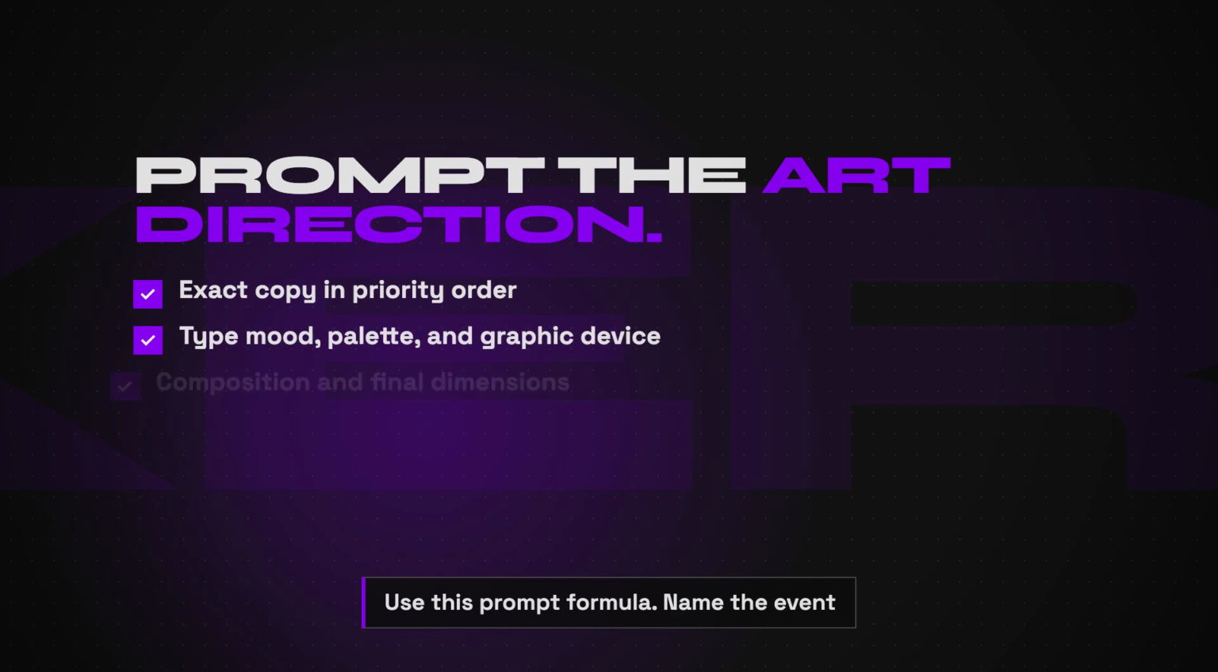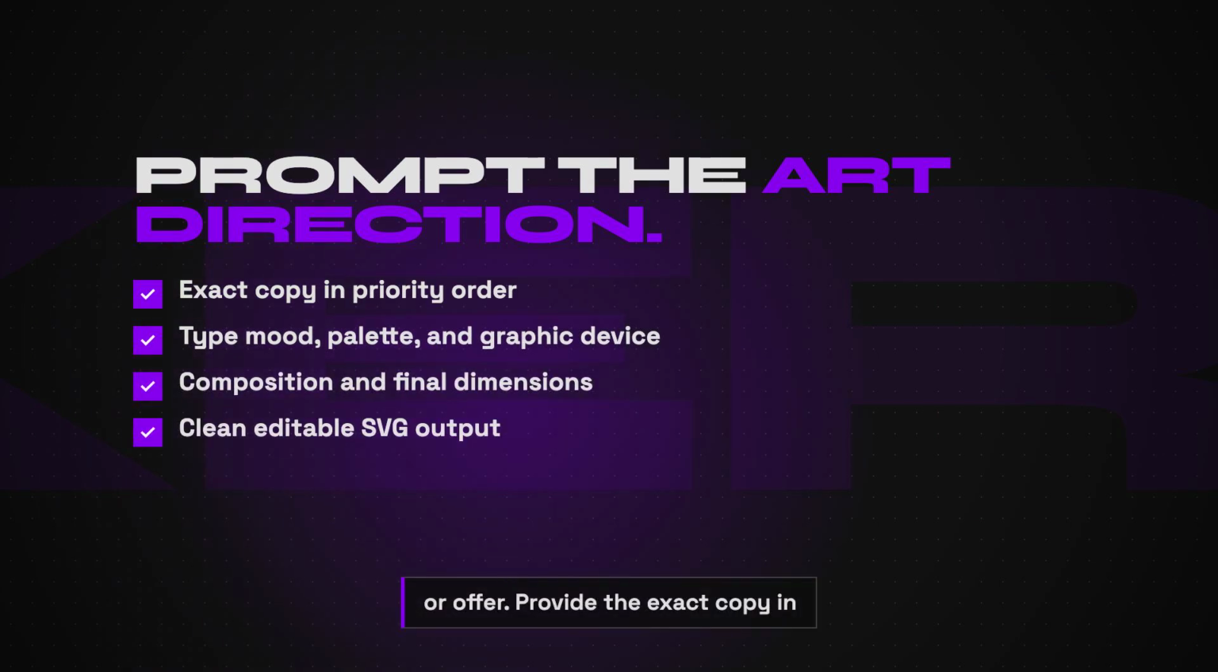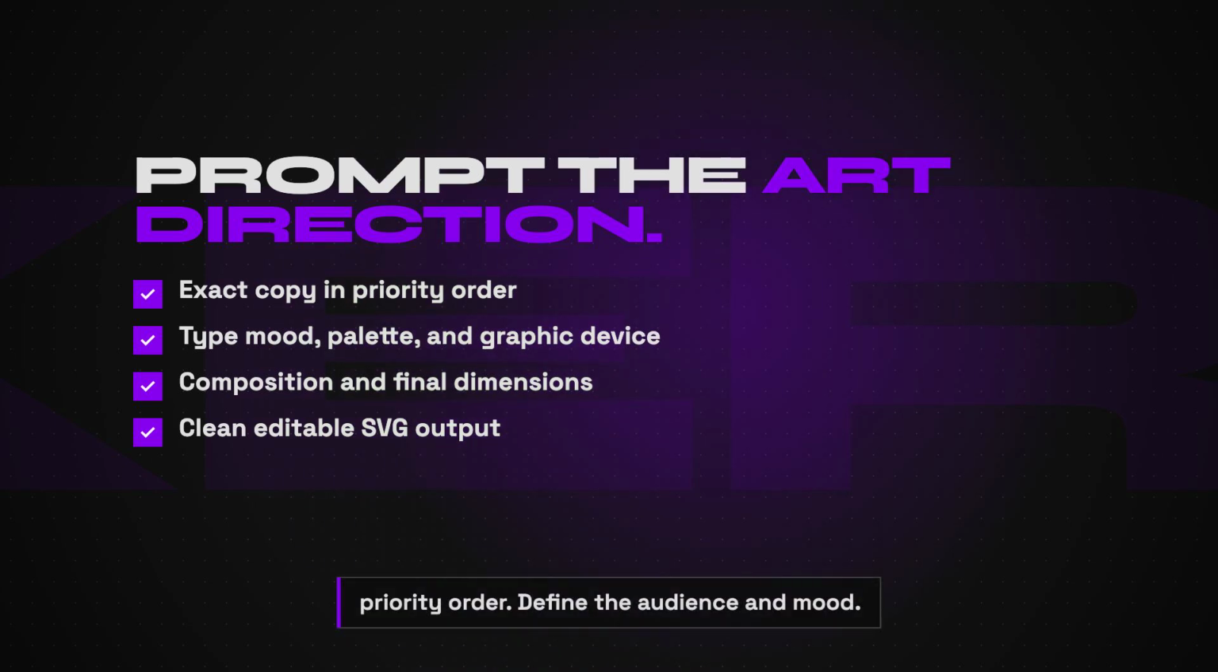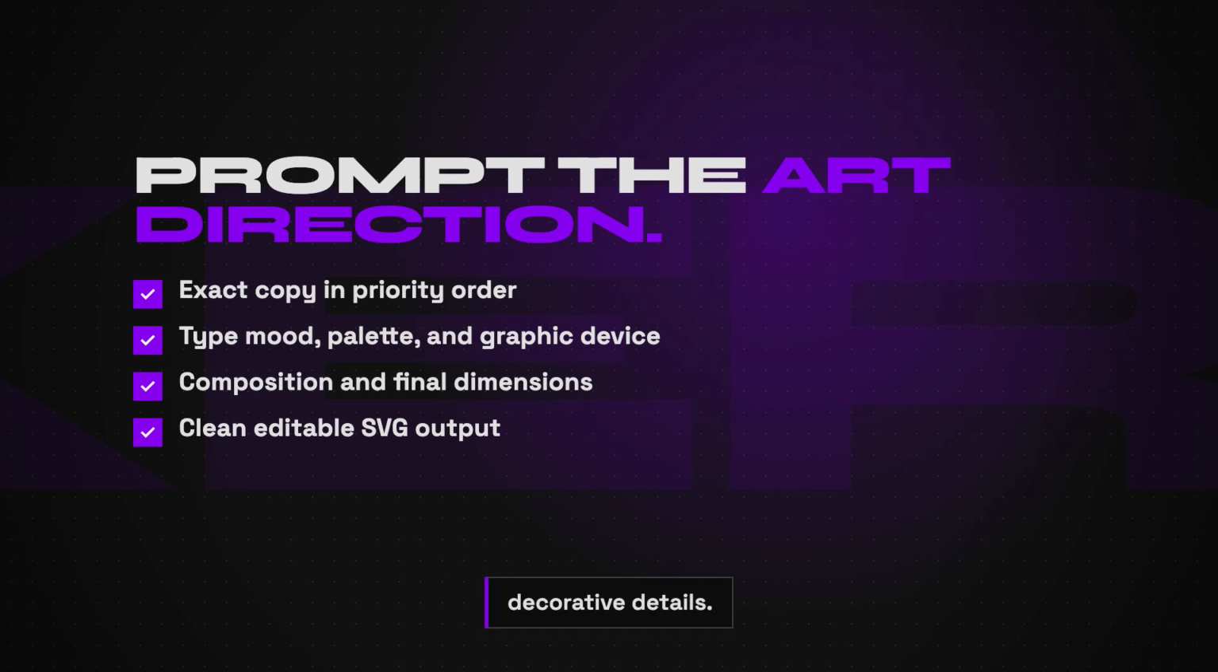Use this prompt formula: name the event or offer. Provide the exact copy in priority order. Define the audience and mood. Specify typography, palette, visual device, composition, and final dimensions. Then, request clean editable SVG, strong hierarchy, print safe margins, and no tiny decorative details.